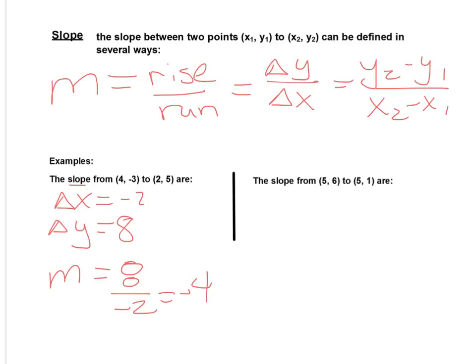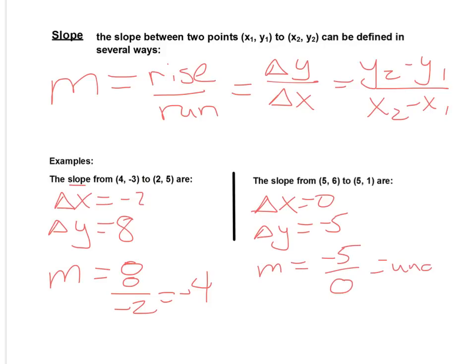All right, the slope from 5, 6 to 6, 1, remember our delta x was 0 and our delta y was negative 5. So our slope would be negative 5 over 0. And if you recall, you cannot divide by 0. We call that an undefined slope. All right, so just as a side note, remember undefined slope means it's a vertical line at x equals 5. We'll talk more about it in the next slide.